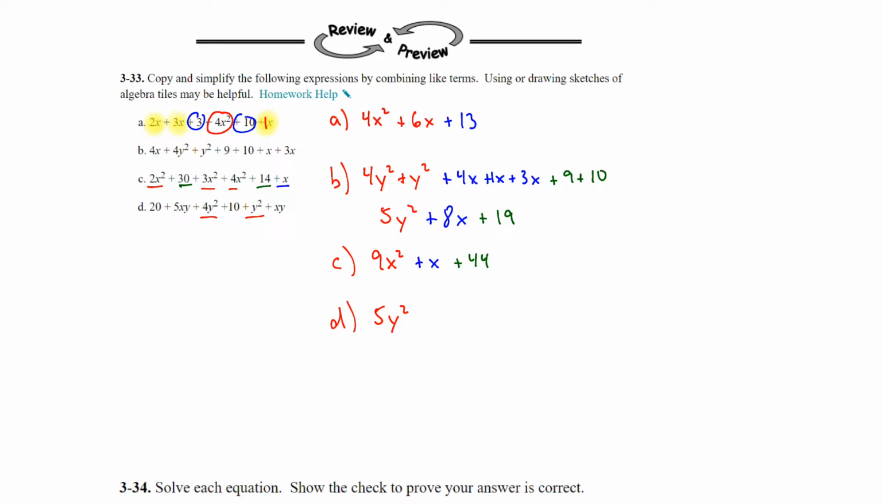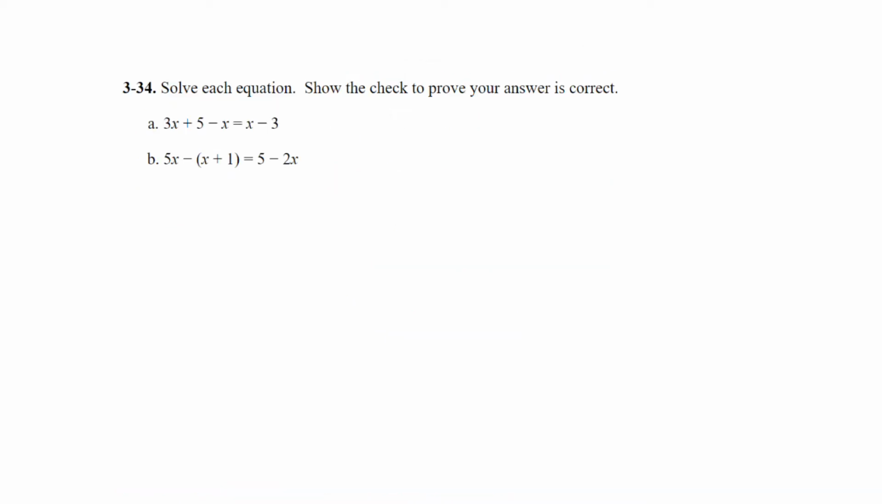Alright, on D we have a 4y squared plus a 1y squared, so that's 5y squared. And we have some x's and y's here. We've got plus 5xy and plus 1xy, so that would be plus 6xy. And then we have a plus 20 and a plus 10, so that would be plus 30. So that's how you can combine your like terms. Remember, a like term has the same variable with the same exponent.